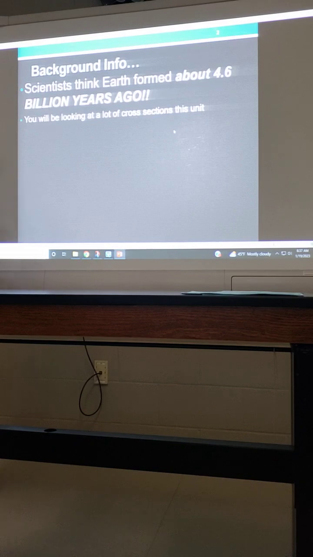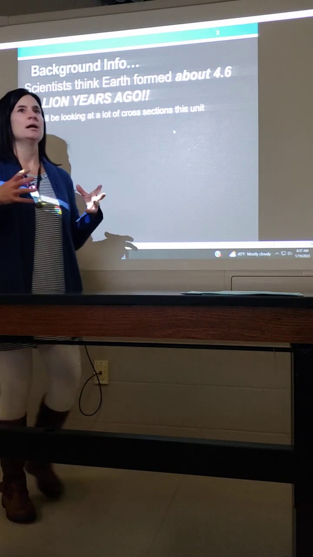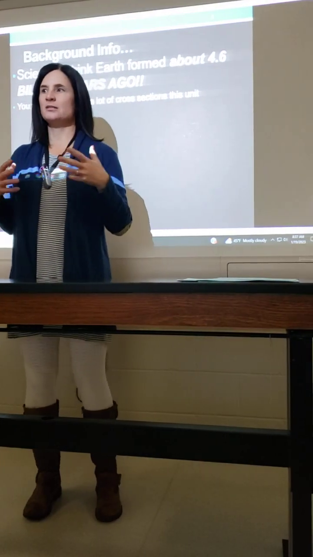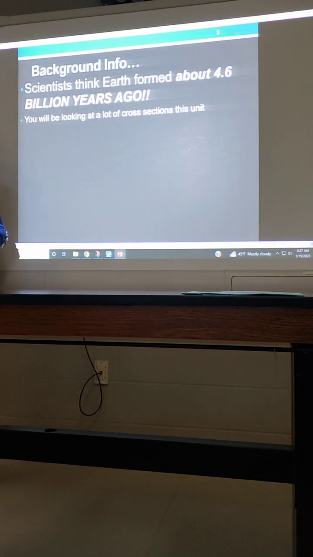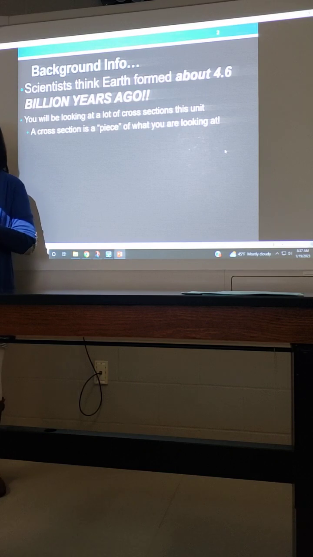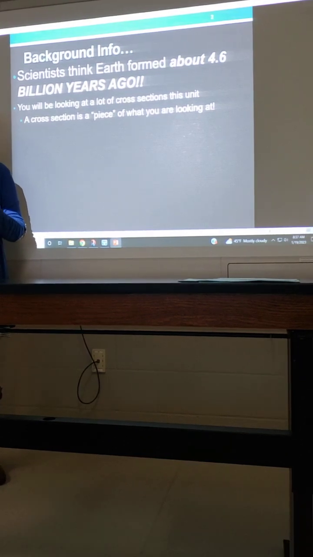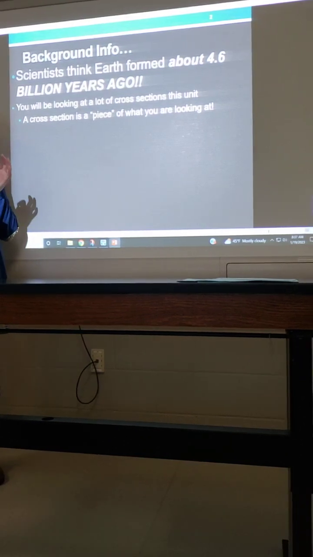All right, one thing that's going to help us kind of see what's going on, because obviously we can't just start digging into the earth and see what's there. We're going to look at models. We're going to look at cross sections. Right? And these cross sections can look different ways. And basically, a cross section is just going to be considered a piece of the earth, or like a section.